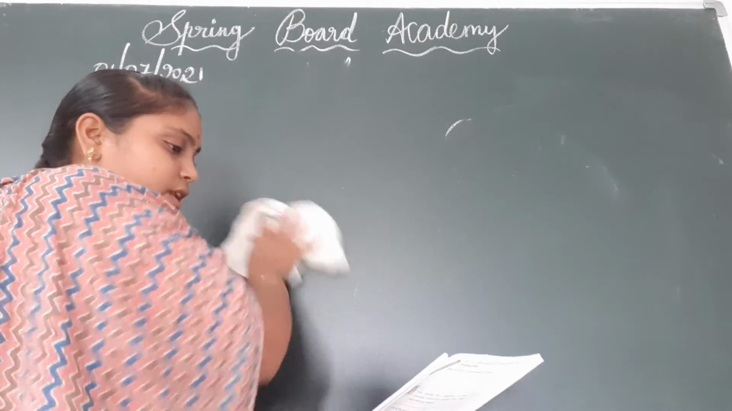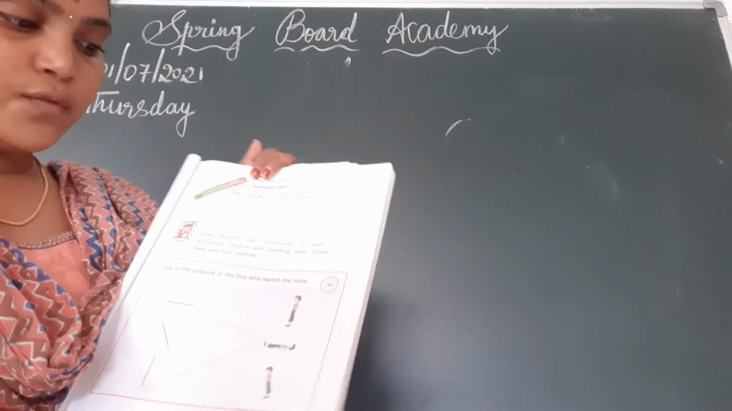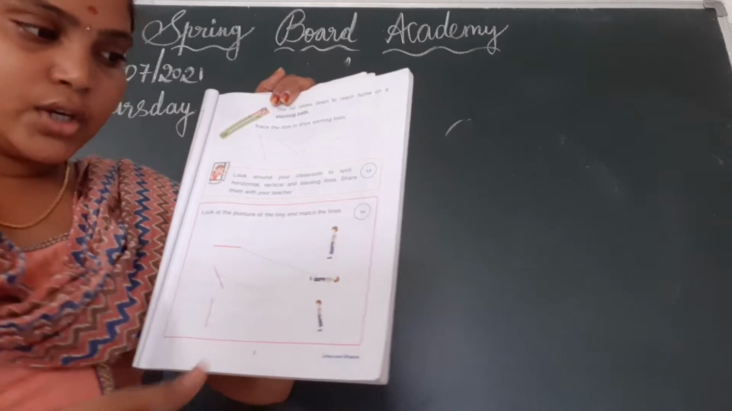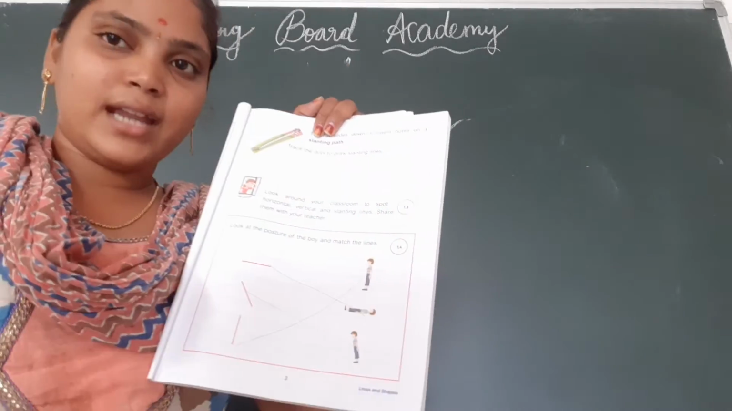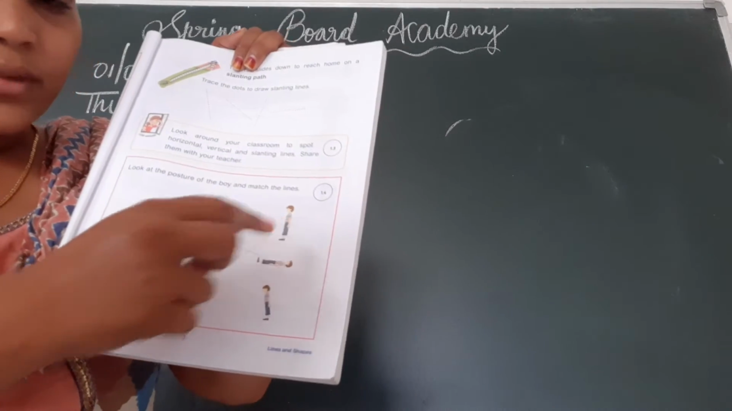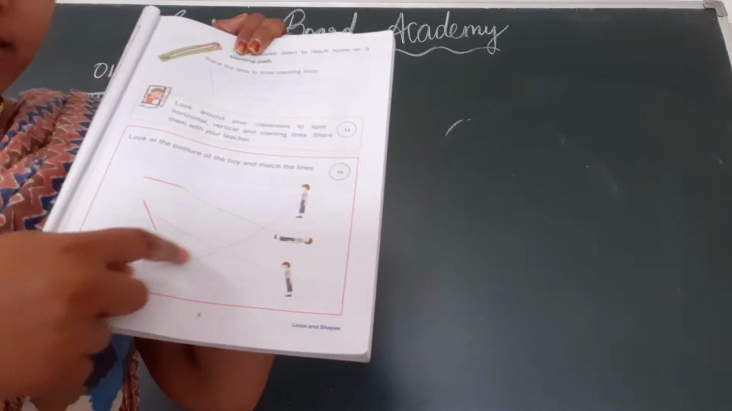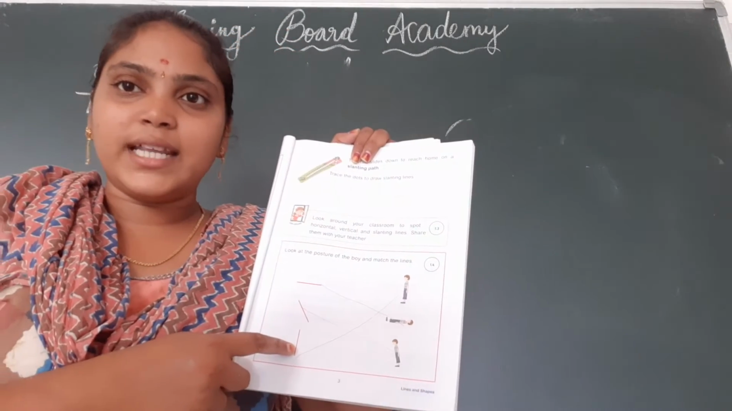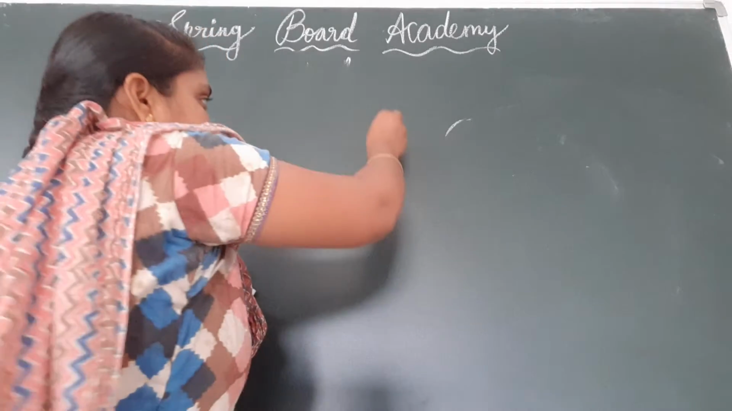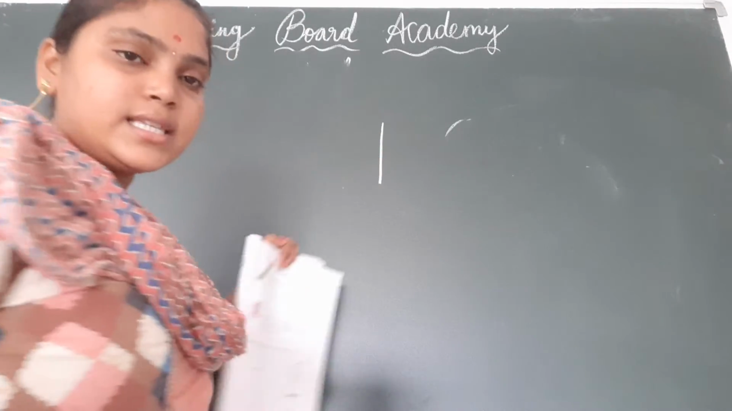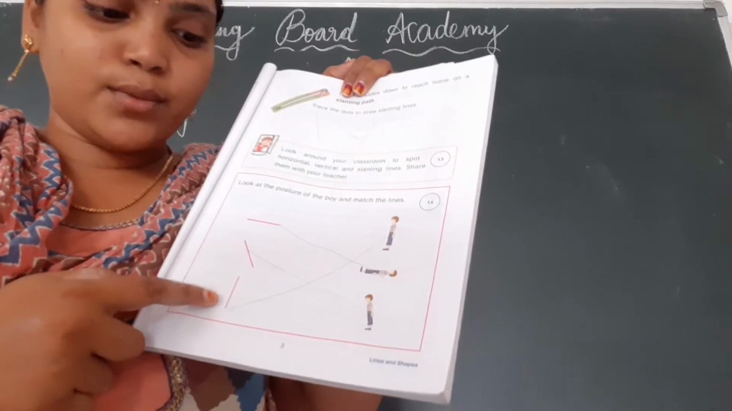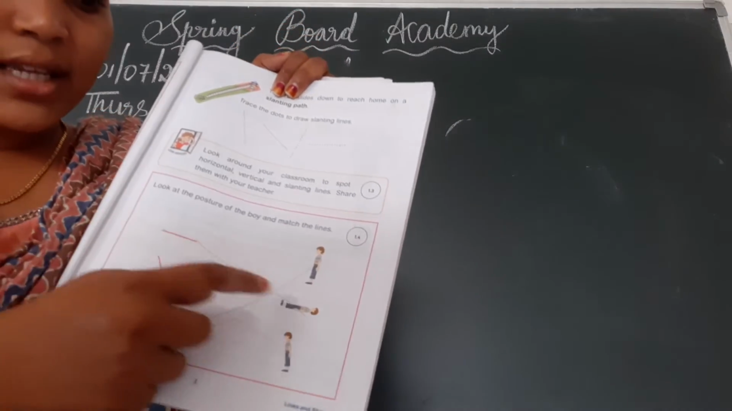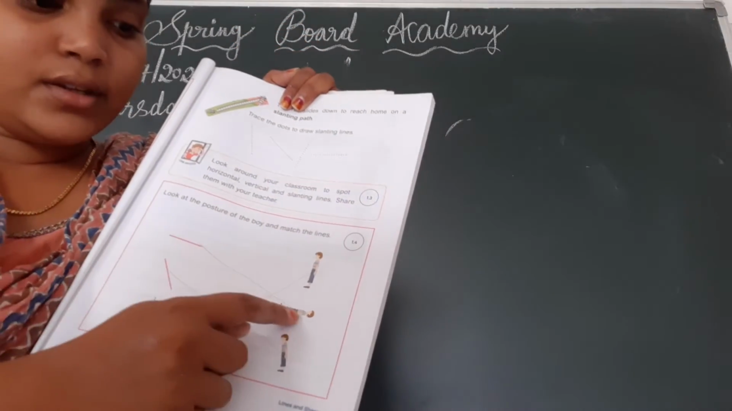Next, 1.4, children. Look at the posture of the boy and match the lines. Here the first boy stands. Which line is suitable for this? Is this horizontal or vertical? Yes, children, this is a vertical line. So you have to match this boy to this line. Next, the second boy. Which line matches this? Yes, children, it matches this.